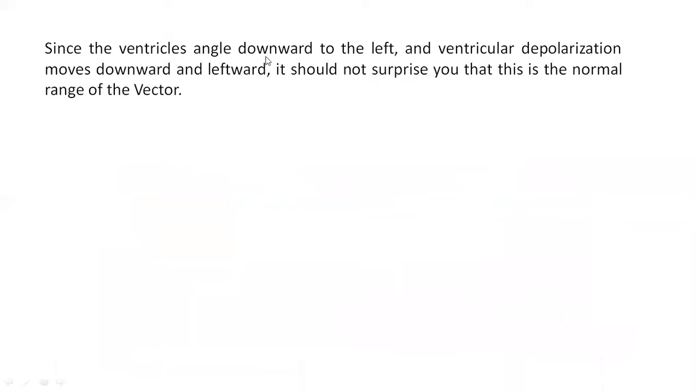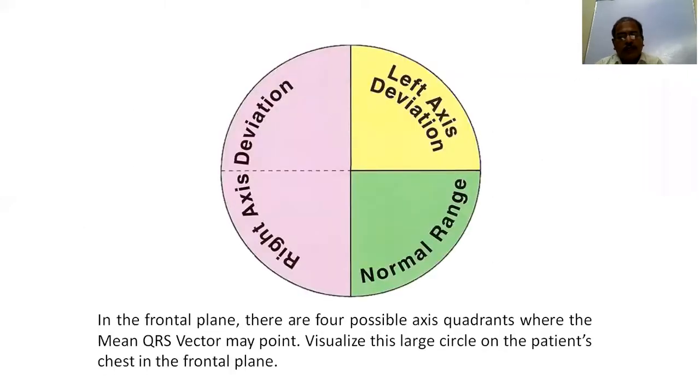Now, since the ventricles angle downwards to the left and ventricular depolarization moves downward and leftward, it should not surprise you that this is not the range of the vector. Okay. Now, what we studied till now: the left lower quadrant is the normal range. Then the whole of the right side of the patient is right axis deviation, and left axis deviation is the left upper quadrant. Okay. So in the frontal plane, there are 4 possible axis quadrants where the mean QRS vector may point.